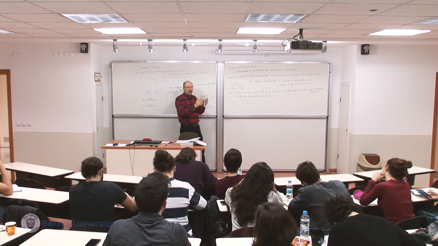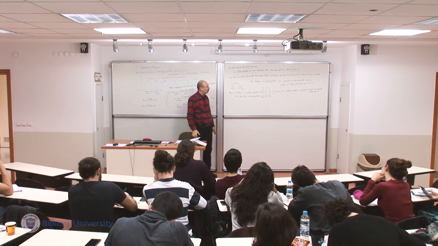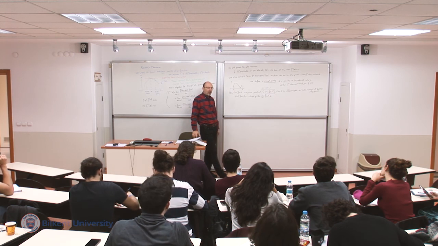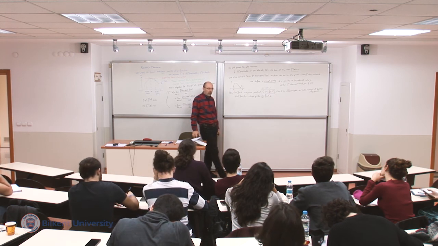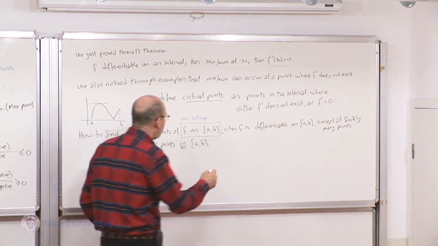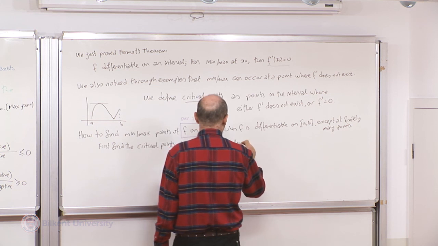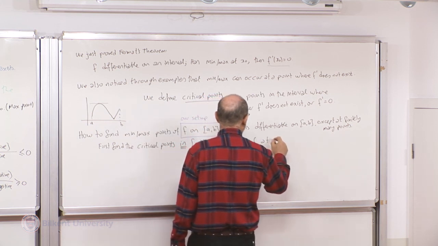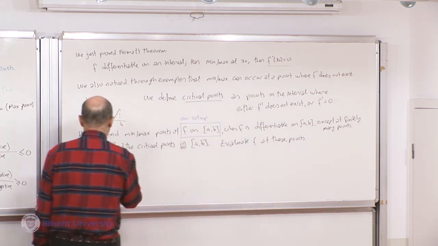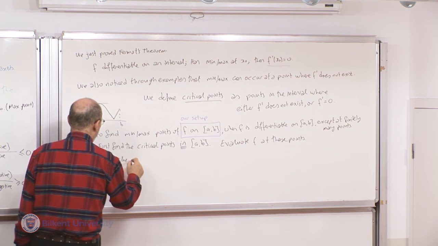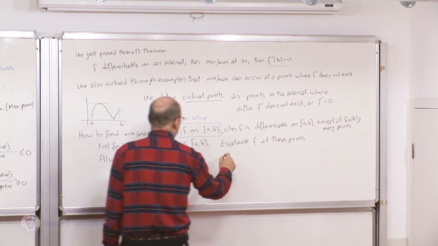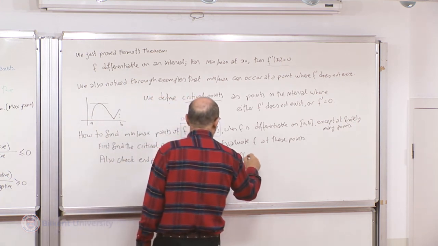So you restrict this only to a meaningful part, and then when you take the derivative it will be 0 somewhere, also somewhere outside the interval. You don't check what's happening there. You only find the critical points in AB. Evaluate F at these points. Also check endpoints. So you have F of A and F of B.